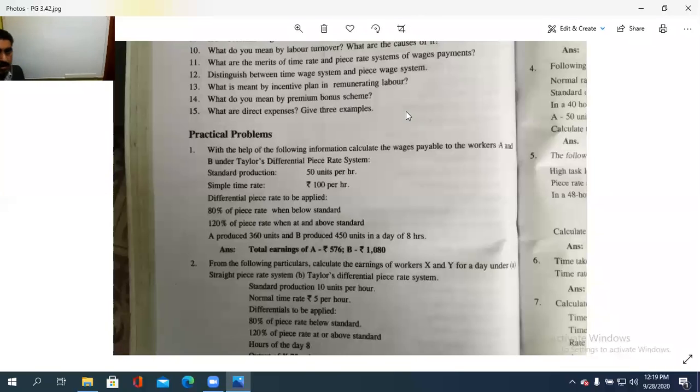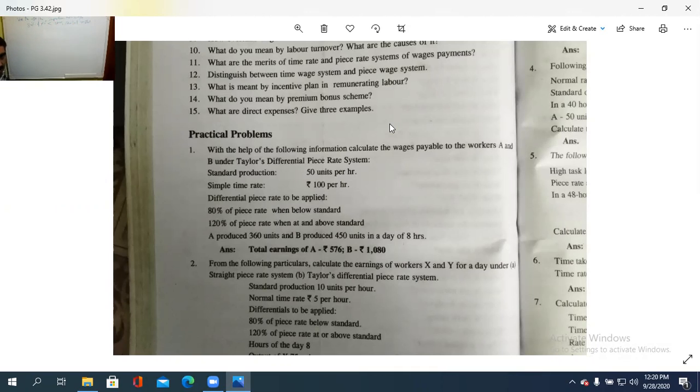So, practice problem number 1. With the help of the following information, calculate the wages payable to the workers A and B under the Tailor's differential piece rate system. Standard production is equal to 50 per hour. Simple time rate is rupees 100 per hour. Then what is the differential piece rate to be applied? 80% of the piece rate is below standard, and 120% of the piece rate is above standard.